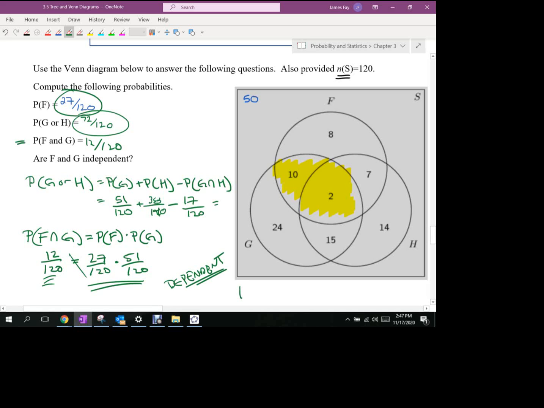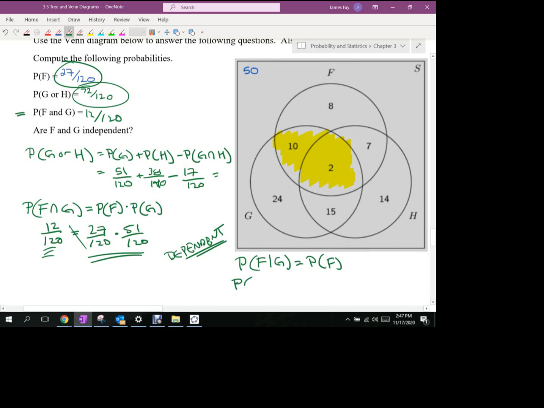You can do the same thing by finding probability of F given G. Does that equal the probability of F? And you can do the same thing, reversing it. Probability of G given F, is that the same thing as the probability of G? So doing that, then remember what given means. So that means I'm going to just focus on G, right? Just do one of these. Just focus right on G, because that's what the given means. Okay, so how many things are in G? If we add these up, we got 34, 36, 51, right? So my denominator for F given G is going to be 51.